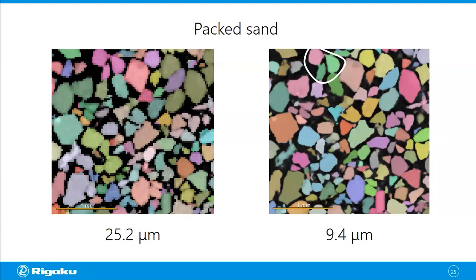So as you can see in this example, when you're trying to separate individual grains or pores or void spaces, the resolution becomes more important. So that's 1 example. Let me show you another one.